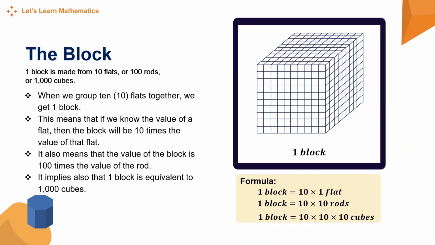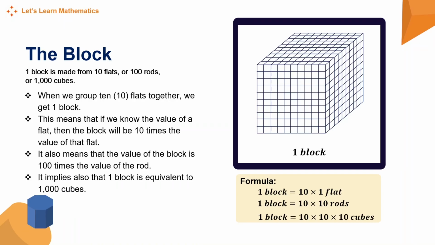The next component, the last component in our multi-base block system, is the block. And the block is made up of 10 flats. Since 10 rods make one flat, it means if you want the value of the block using the value of a rod, we have to multiply it by 100. That is, one block is the same as 100 rods.